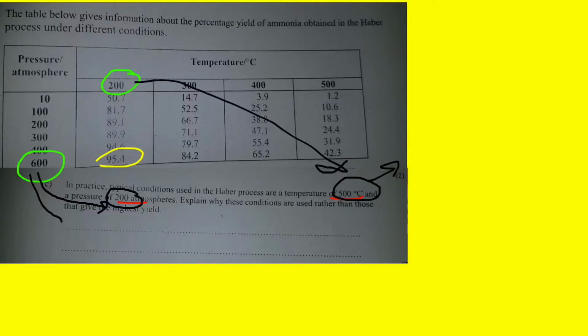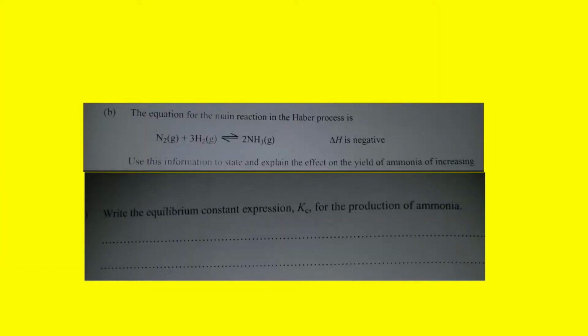So let's see the next part of the question. Here the next question is to write the equilibrium constant expression for this production of ammonia. For this we just have to look at the values given in the equation. So the equilibrium constant is given by Kc. For the expression, Kc equals, you have to write the product in the numerator. The product is ammonia.